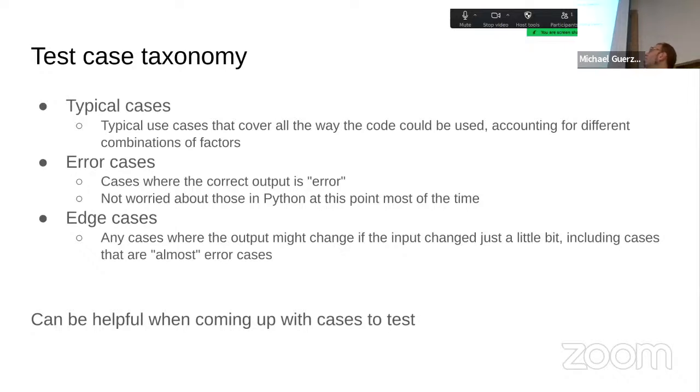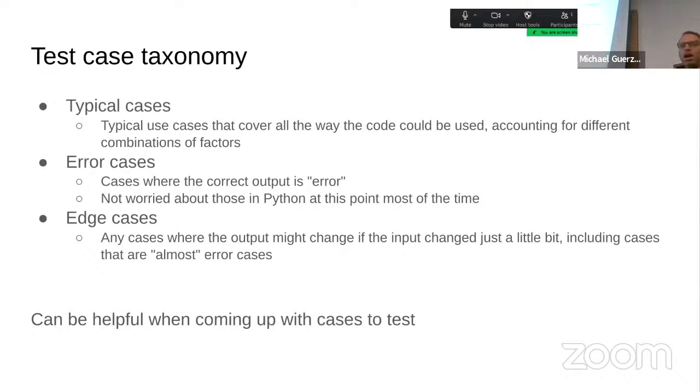I wanted to talk a little bit more about test cases. So there is a taxonomy, meaning just a way of separating out into categories of test cases. This is not necessarily super useful. This is not the kind of thing where I would ask you, oh, is this an error case or is this an edge case? But it's on a midterm. But it's a good way to think about how to come up with test cases on the project.